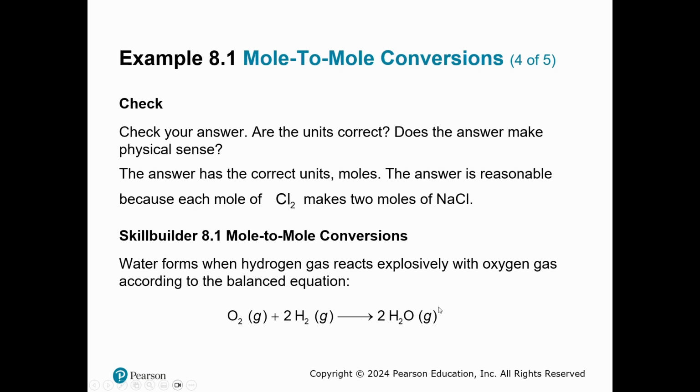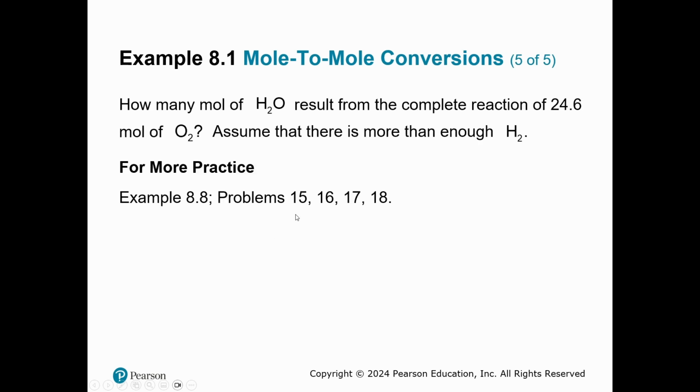You could plug in numbers for these and do a whole bunch of different problems. If you want to see these types of problems in the book, some of these are homework problems, some of them are not. So if you're just looking for extra practice, some of these example problems can be helpful. So if we had 24.6 moles of O2, how much H2O would we make? Well, remember, it's a 1 to 2 ratio, so we'd have twice as many. So 49.2 moles of water at the end.